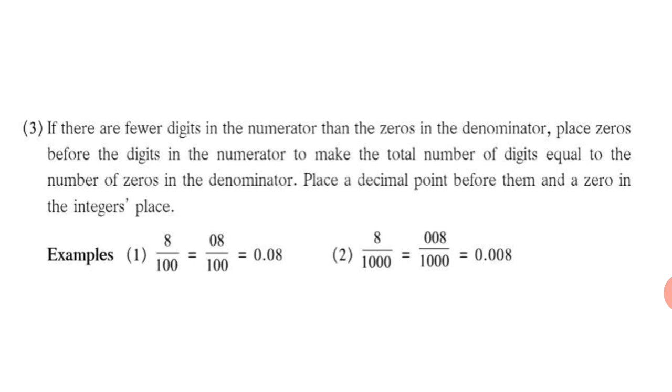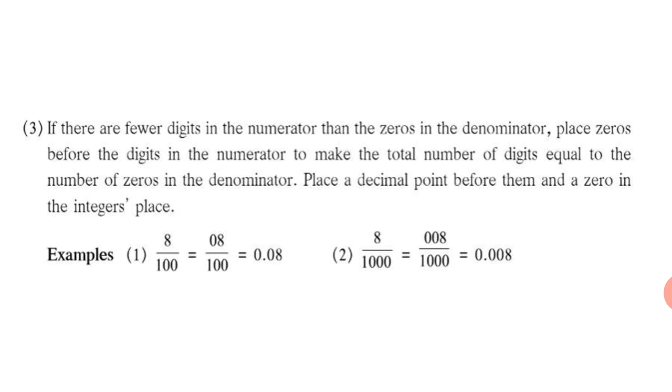If there are no numbers, or fewer numbers, then you put a 0 in that place. So 8 upon 1000, three zeros are there in the denominator. So while writing the decimal fraction, we will have to have three places, and before that we will put a decimal point. So 0.008 is your final answer.